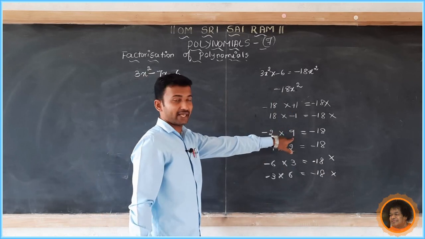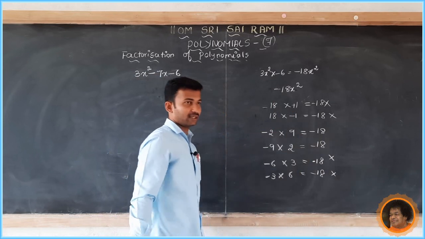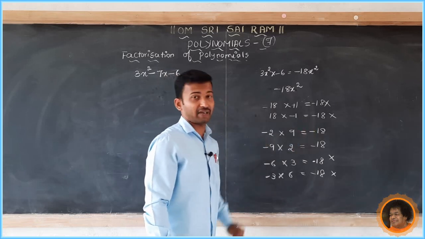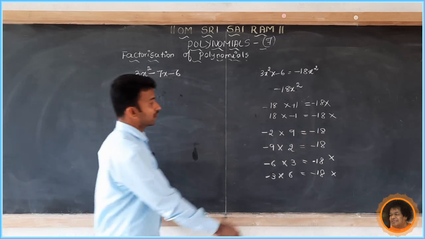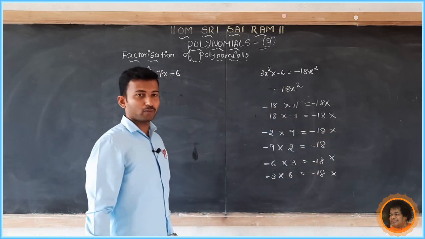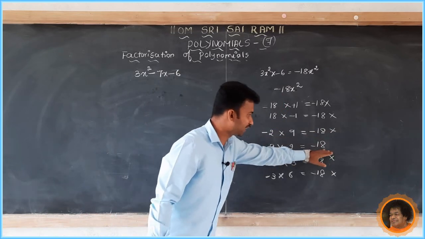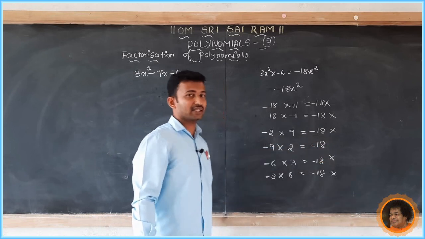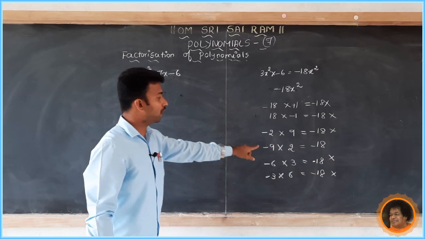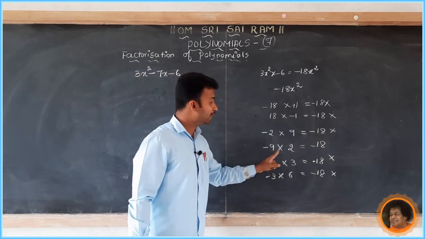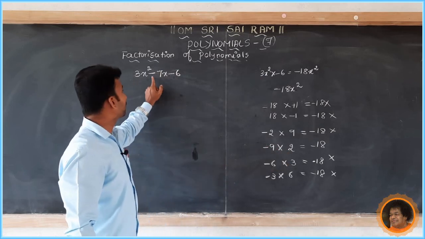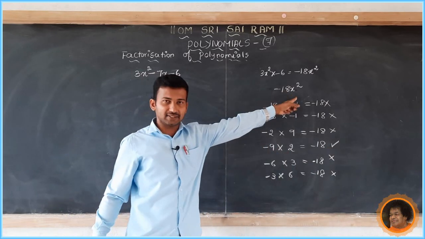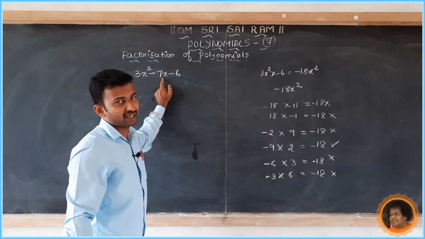What about minus 2 into 9? Minus 2 into 9 is equal to minus 18. But what about the sum? Minus 2 plus 9 is equal to plus 7. But we have minus 7. So this pair is also rejected. What about the last pair, that is minus 9 into 2 is equal to minus 18. It gives the product minus 18, but we need the sum as minus 7. Check for last. Minus 9 plus 2 gives sum minus 7. So this is the best pair which gives the product minus 18x square. Similarly, the sum minus 7x.